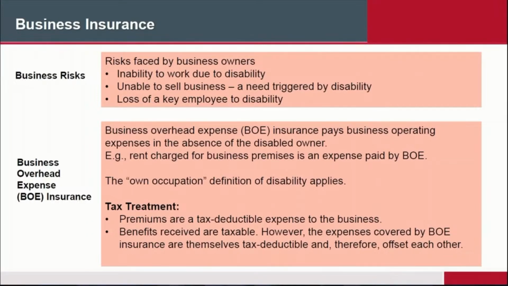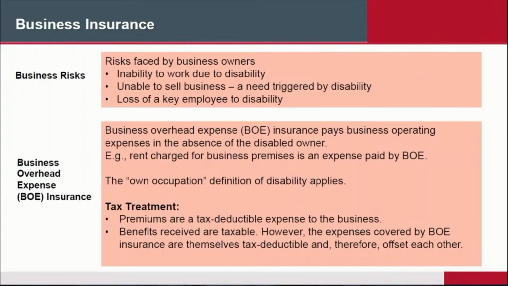It's very, very important. Okay, business overhead expense policy. Business overhead expense insurance pays for business operating expenses in the absence of the disabled owner. So, for example, rent charged for business premises is an expense paid by BOE. So, what we're saying is that in this particular case, this is not insurance for the owner. This is insurance for the business.